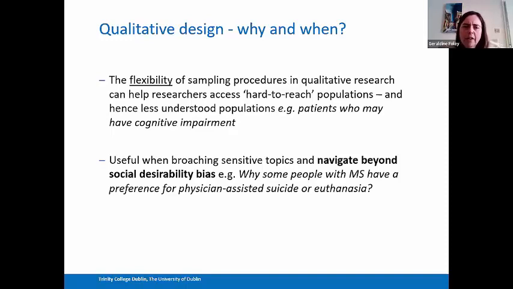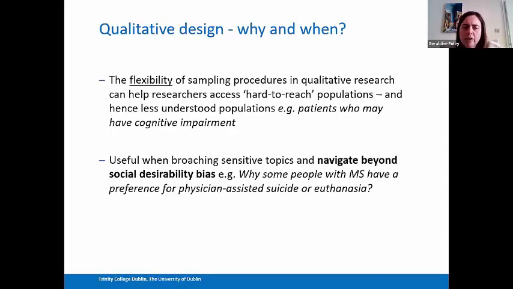And just an example there, very relevant to us in palliative care, we think about our service users. Typically, service users in palliative care are considered by definition vulnerable groups, be it patients, family, and so forth. Vulnerable groups can be hard to access, particularly on very sensitive topics. Often the flexibility of sampling procedures allows us to access them in a way that the large-scale sampling methods in quantitative research can be more restrictive.